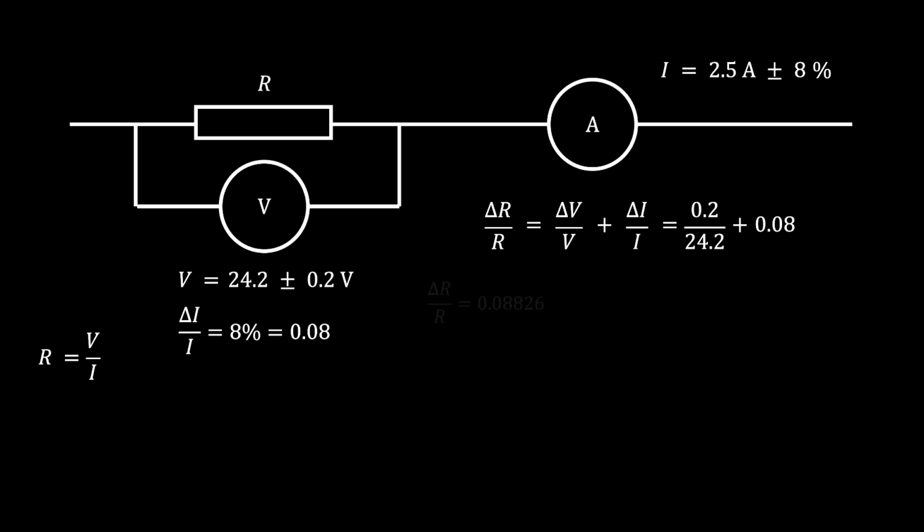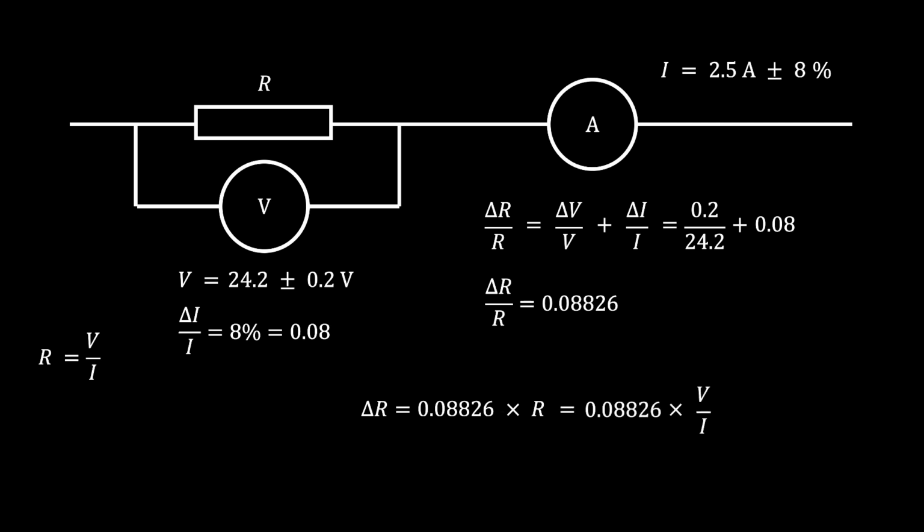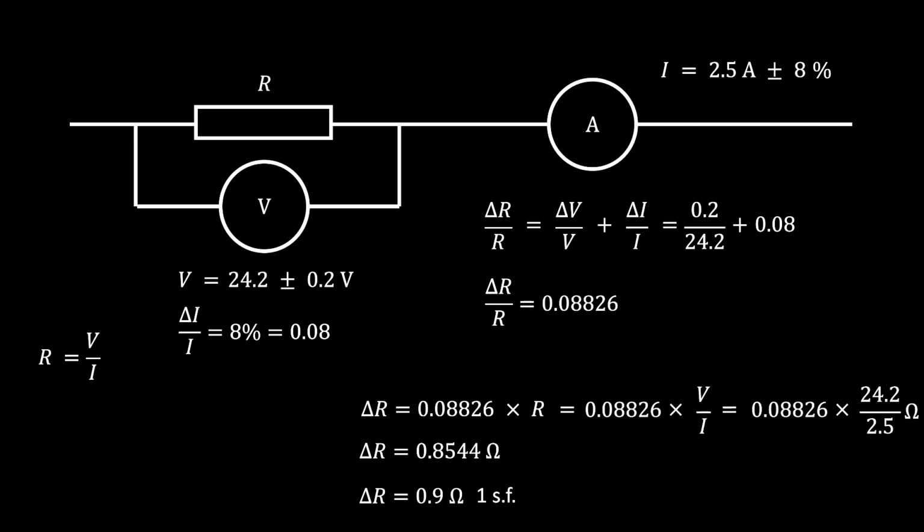So if we calculate, we will get delta R over R equals 0.08826. Then we make delta R the subject and obtain delta R equals 0.08826 times R, which is equal to 0.08826 times V over I. We have the values of V and I, and therefore we have 0.08826 times 24.2 divided by 2.5, and this result is in ohm. And we obtain delta R as 0.8544 ohm, which is rounded to one significant figure as delta R equals 0.9 ohm.